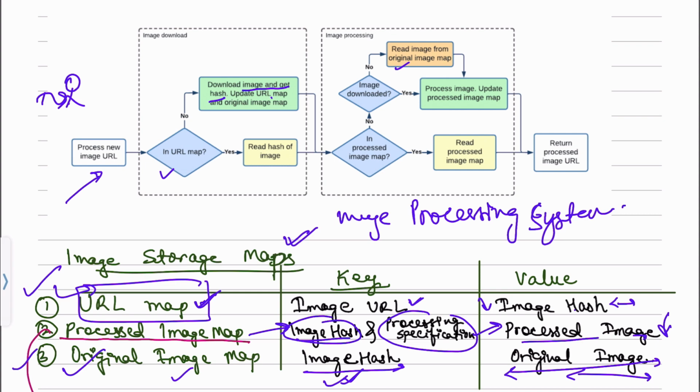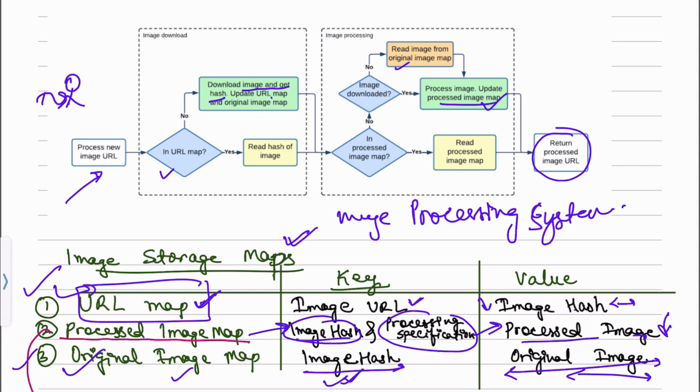and then you will do the processing, as in validating that image. Once that is done, the image is processed, and then finally you store that into the processed image map, and then you return the processed image URL.